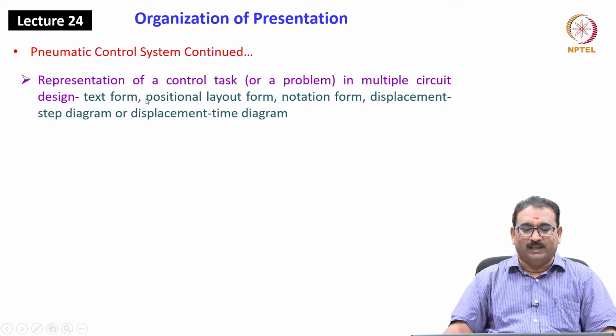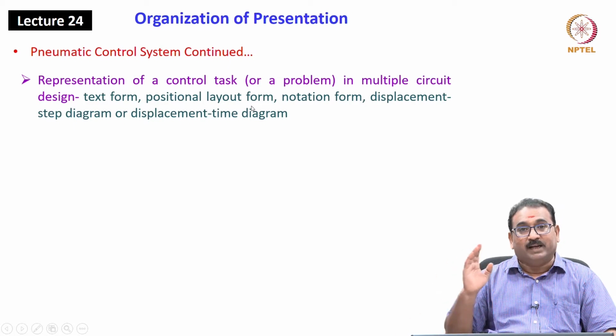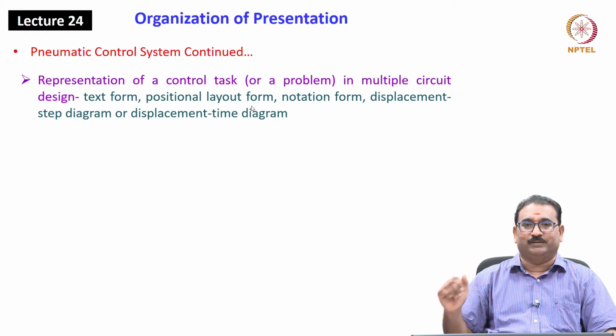Today, we will discuss the representation of the control task or a problem, restricting to multiple circuit design: how to represent it in text form, positional layout form, notation form, displacement step diagram, and displacement time diagram. All the operations you first have to represent in these forms for better understanding of how the task is performed.